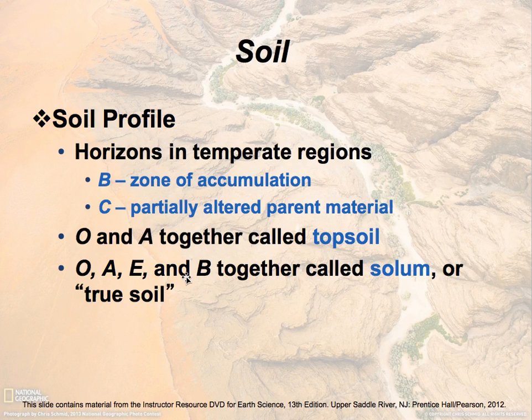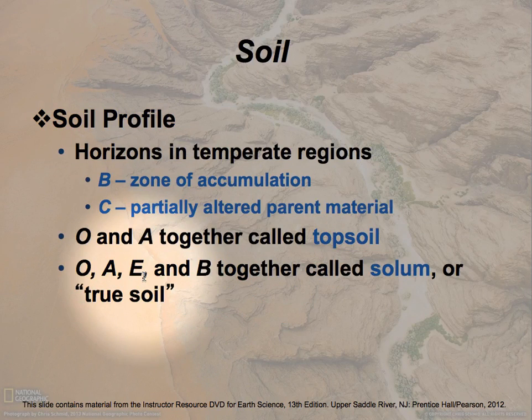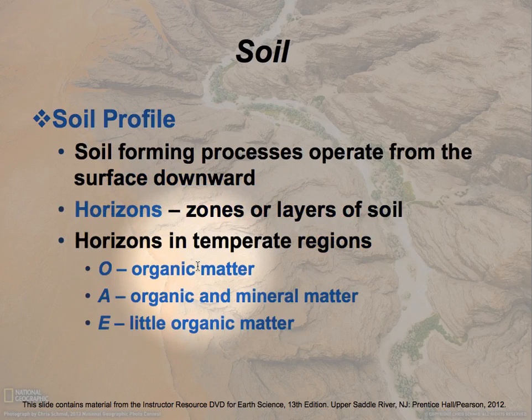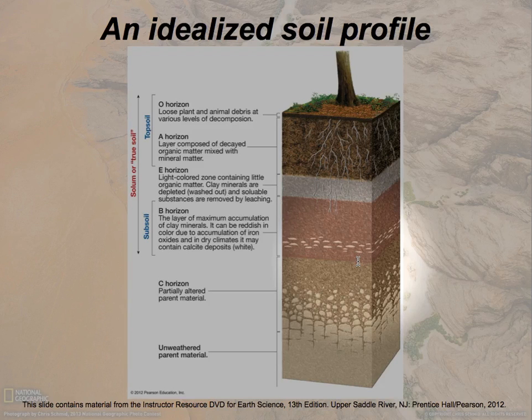In temperate regions, again, you oftentimes have areas where soil is accumulating, and then you have zones where it's being altered, typically. Zones O and A are considered topsoil. When you buy a bag of topsoil at Home Depot, it represents soil that's rich in organic matter and mineral matter. O, A, E, and B, that is the zone of organic matter, organic and mineral, and then straight mineral matter, where it's being accumulated, is called solum, or true soil. That's what soil really is.